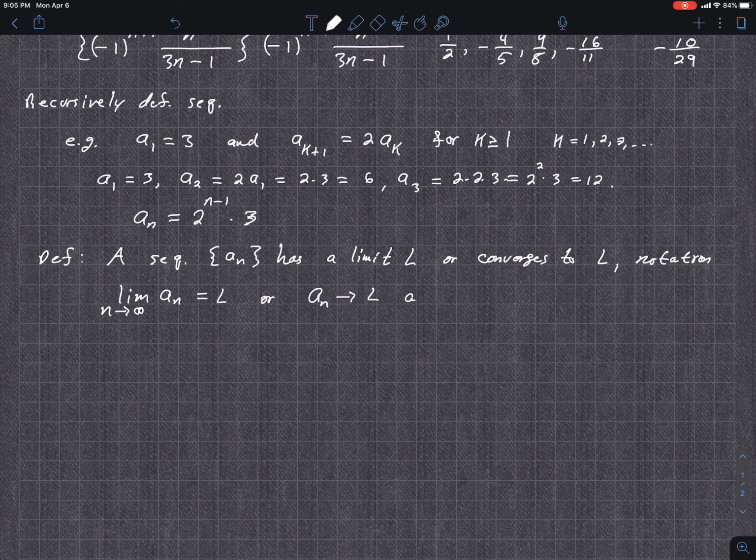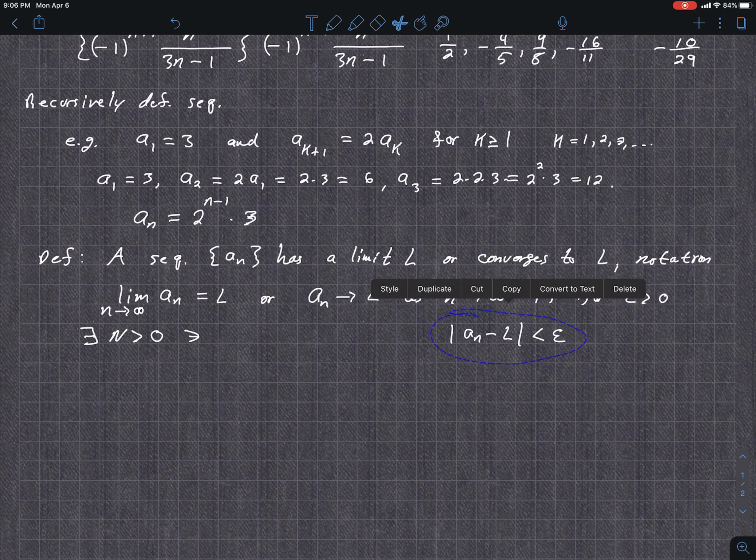That's good enough. Well, I'll just write it out for you. Or A sub n approaches L as n approaches infinity if for epsilon greater than 0 there exists, remember the backwards E means there exists, an n greater than 0 such that the absolute value of A sub n minus L is less than epsilon. Actually, let's write this as an implication instead.